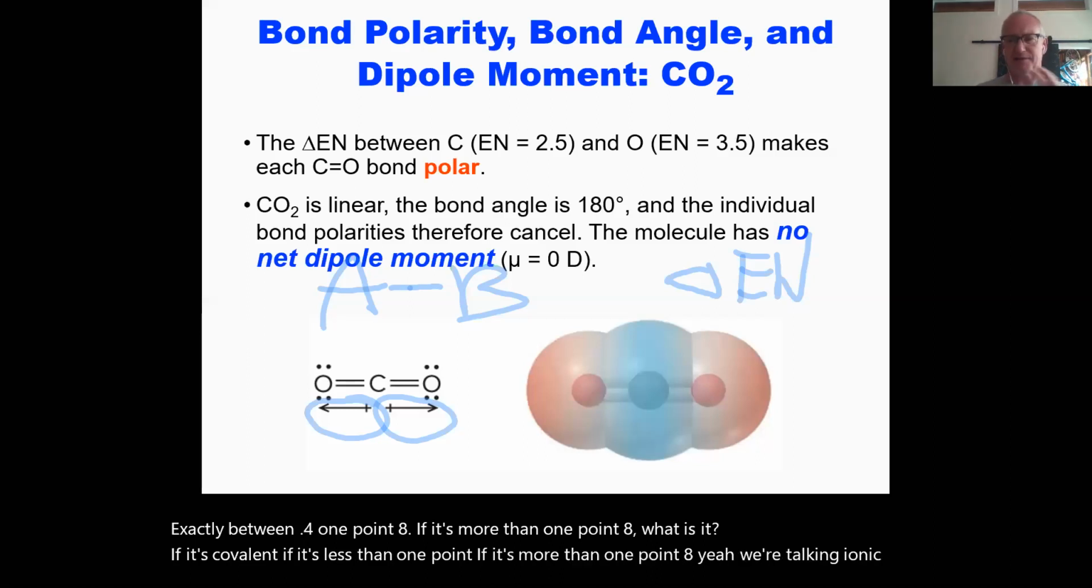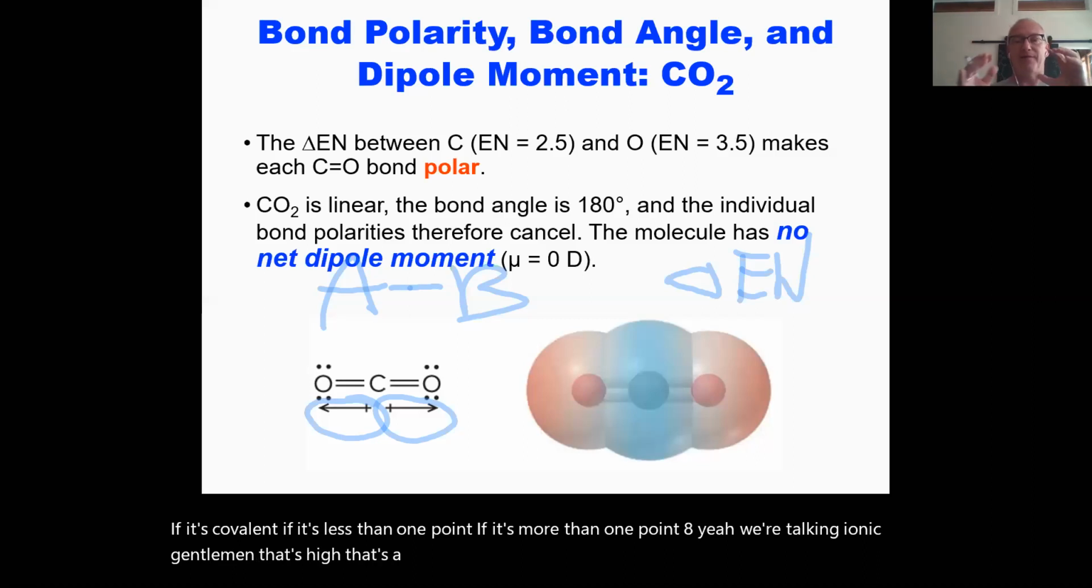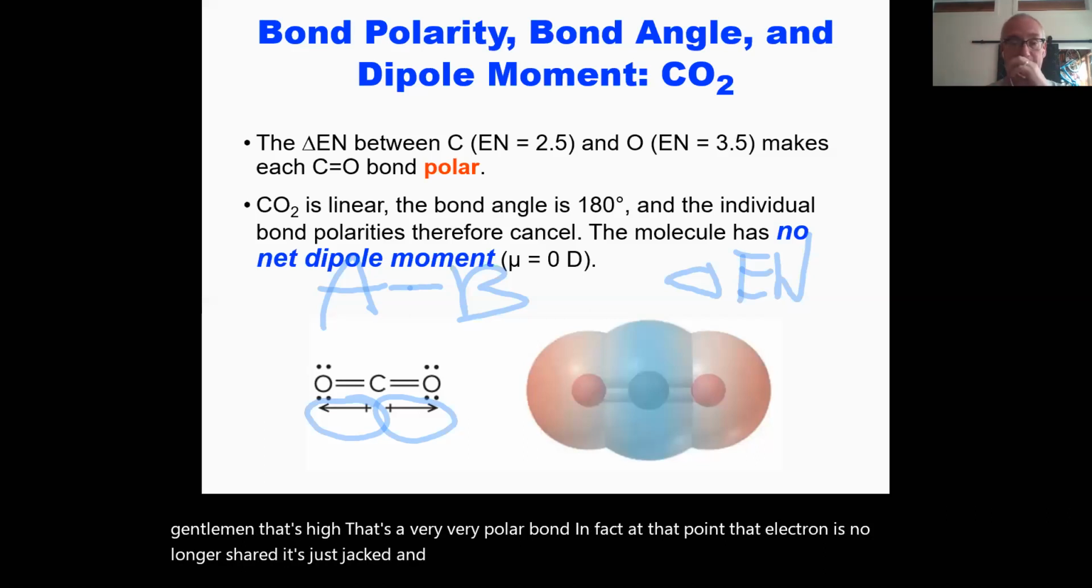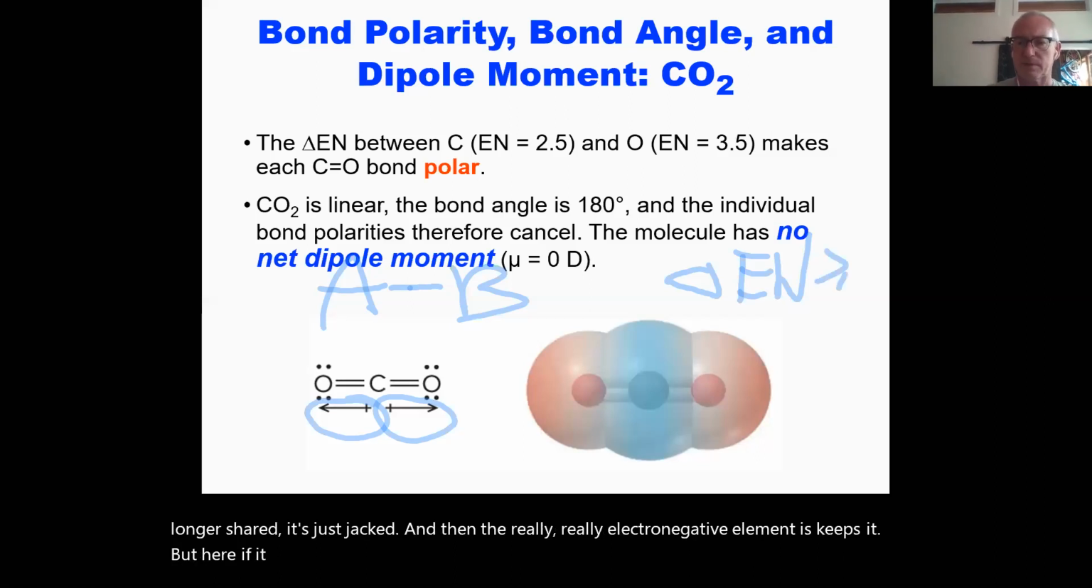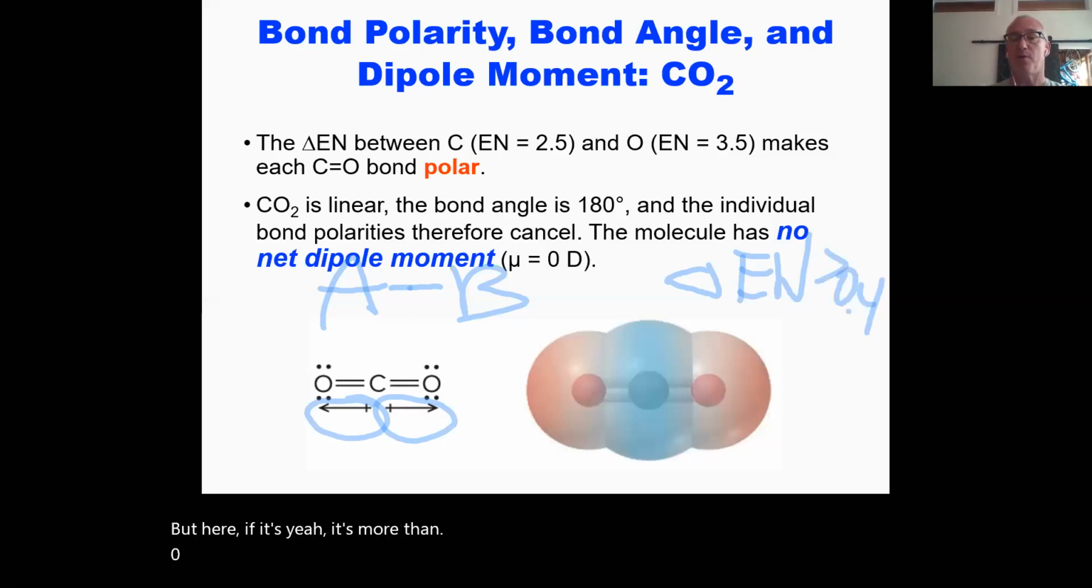That's high. That's a very, very polar bond. In fact, at that point, that electron is no longer shared. It's just taken, and the really, really electronegative element just keeps it. But here, if it's more than 0.4, we've got ourselves a polar bond.